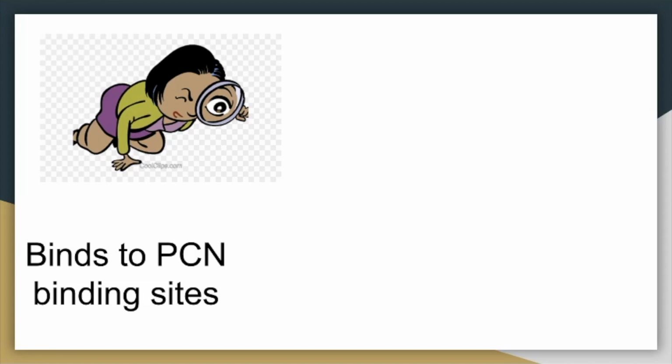So you see this woman trying to look for something. That's because the penicillin binding site is on the bacteria. So when the antibiotic sees this, it says, oh, okay, that's bacteria I can kill. So that's one way in which it recognizes the bacteria that it can kill.